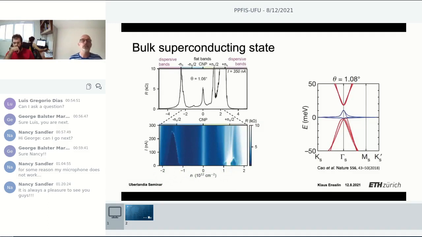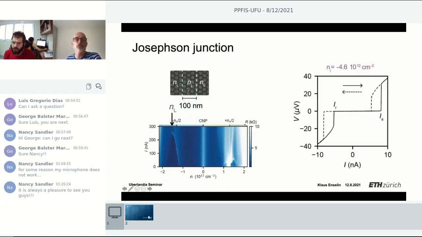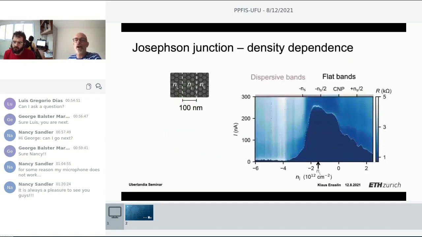Now we start building our junctions. We park our leads here in the superconducting regime, and we tune the density here in the junction itself. That's the plot that I have shown you in this regime. And now we can actually tune the lead density over a wide range. So we have a Josephson junction where we can tune, if you want, the Tc of the lead while keeping the density or the properties of the insulator the same. So we go along this lane, we go from dispersive bands to flat bands, and we can measure basically what happens to our Josephson junction.